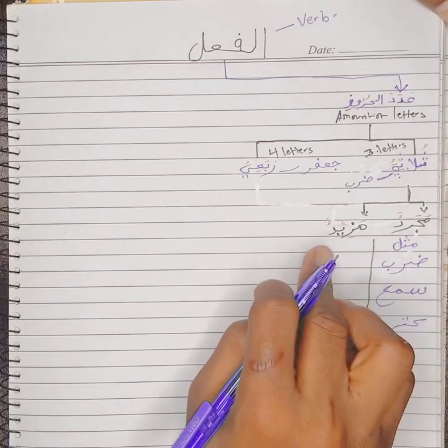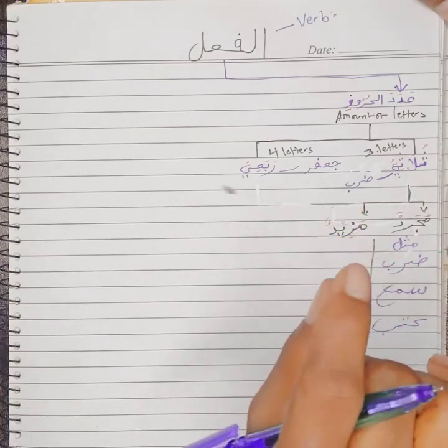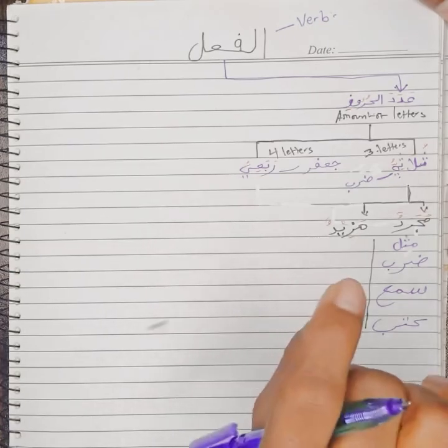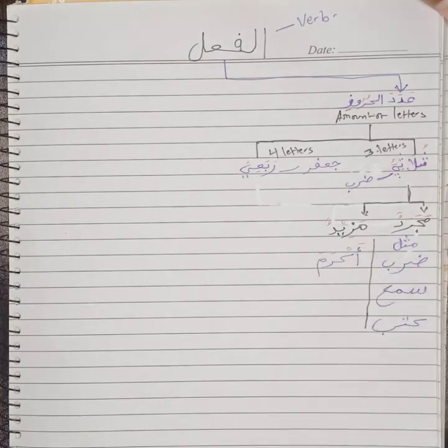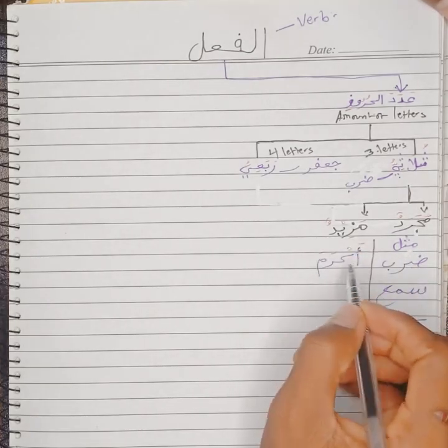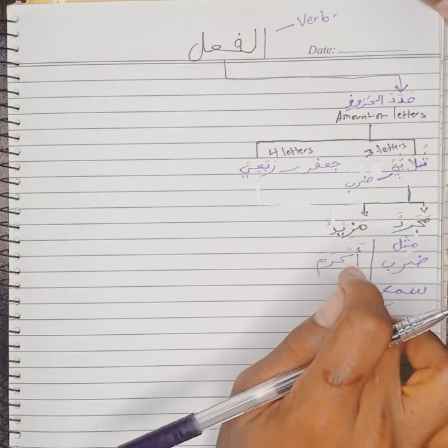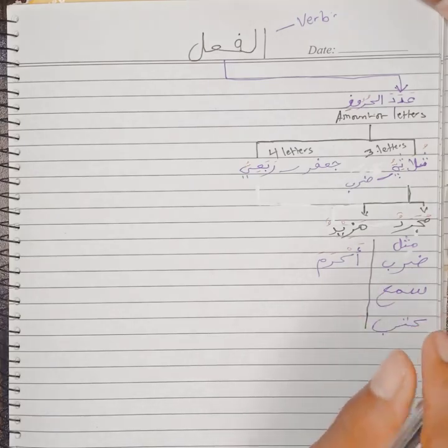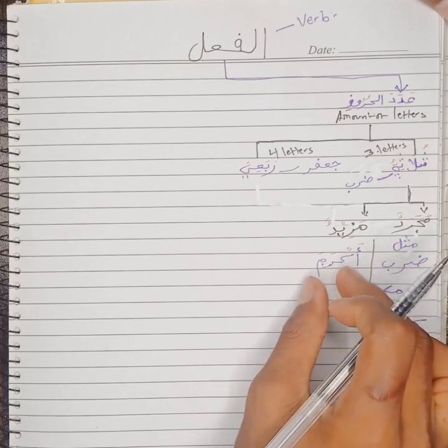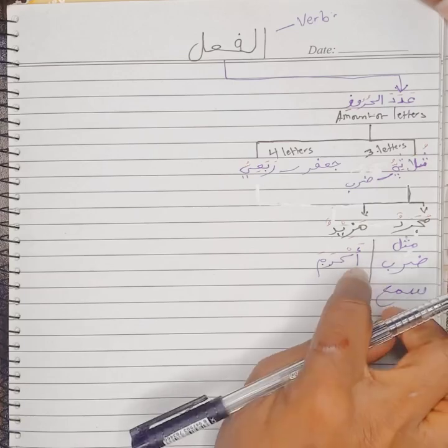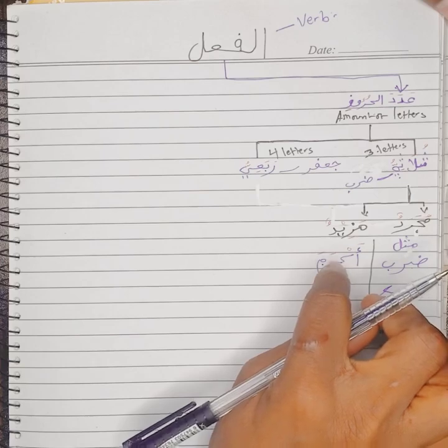We come to Thulathi Mazid. As for Mazid, they have three original letters, but they have other additional letters that are not original. Example: Akrama. Akrama is made up of four letters, but one of these letters is not an original letter; it is an additional letter. There are only three original letters here: the Kaf, the Ra, and the Mim. As for the Hamza before, it's an additional letter. The original verb of this is karama or karuma.